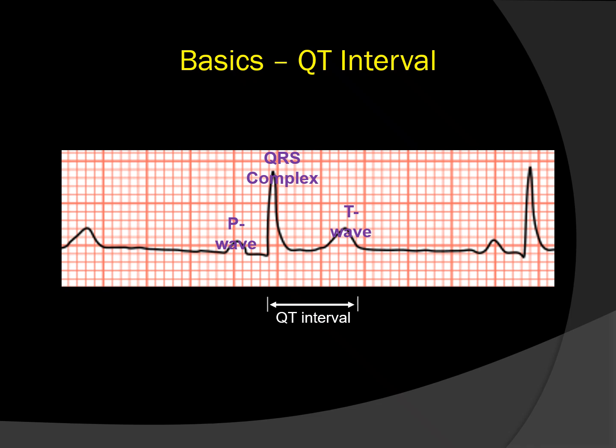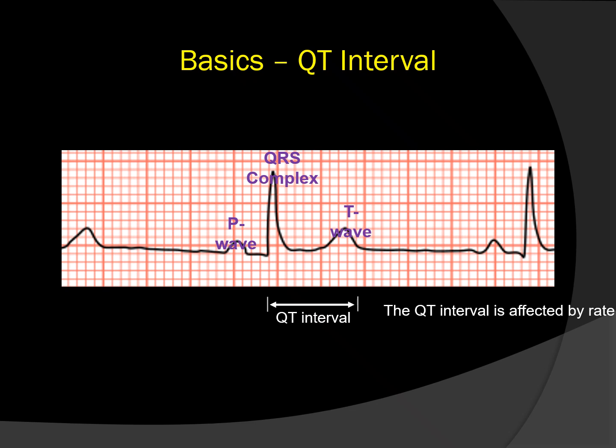The QT interval is measured from the beginning of the QRS to the end of the T wave and predominantly reflects repolarization time, although it does include the QRS duration. The QT interval is affected by the rate. That is, in a healthy patient with a slower heart rate, the QT interval is expected to be longer and vice versa.